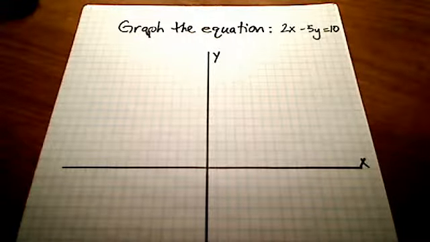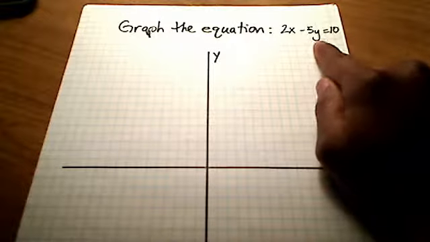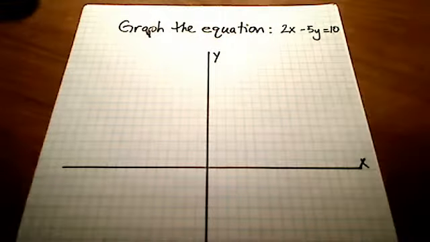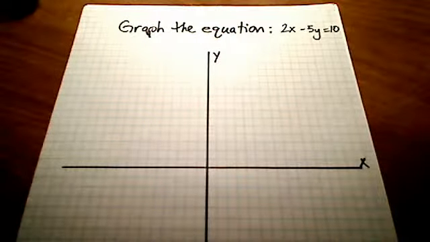Alright, in this video I want to show you how to graph an equation of a line, and in this case the equation is 2x minus 5y equals 10. Now perhaps you might have learned in a previous course or some other way that we could make up a table, an x and a y table, to graph this thing.